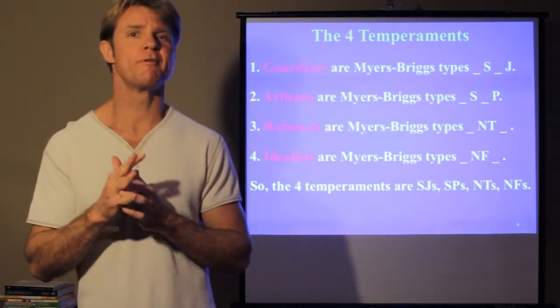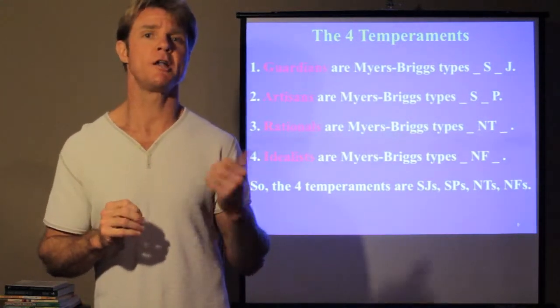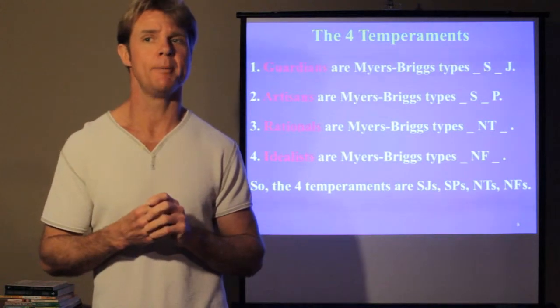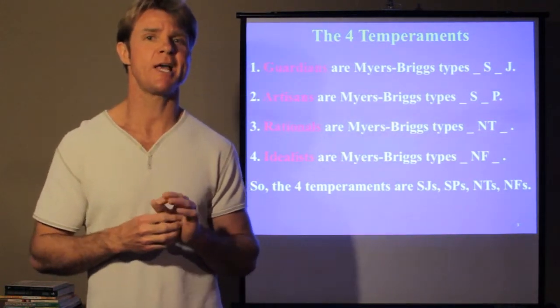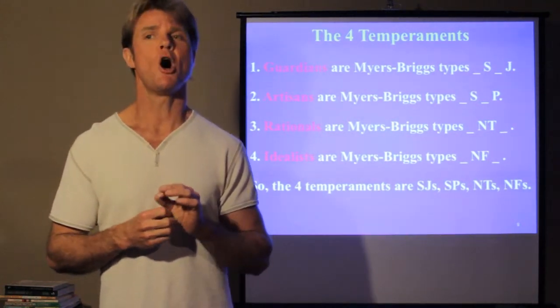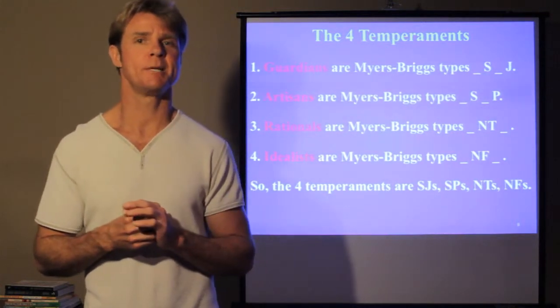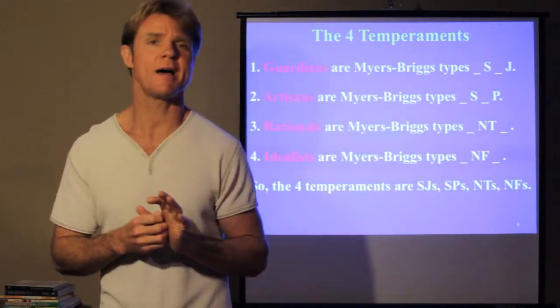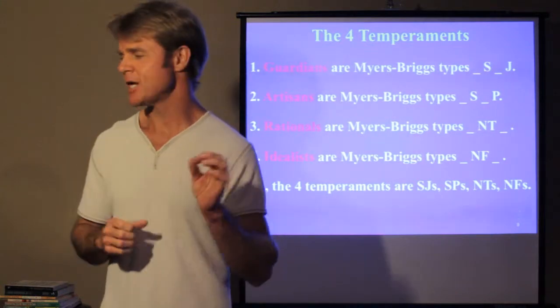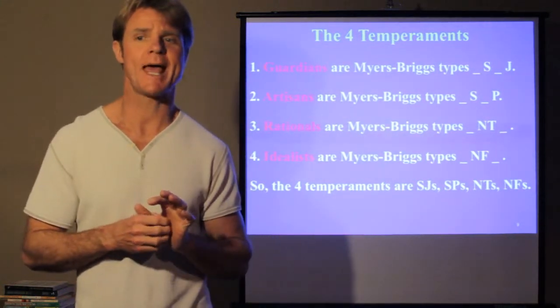All right, as I was saying before, all of the people who have the guardian temperament have the letters S and J in their Myers-Briggs types. All of the artisans have the letters S and P. All of the rationals have the letters N and T, and all of the idealists have the letters N and F.